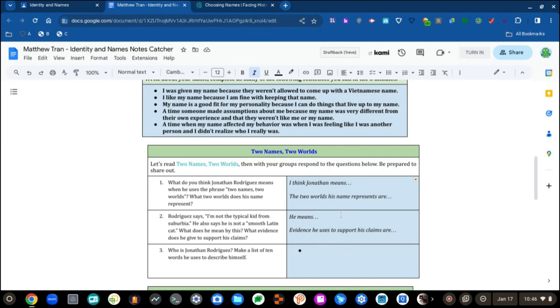I like my name because it's slightly unique in spelling, but it's not. I can't hear you, kiddo. You gotta talk louder. I like my name because it's slightly unique in spelling, but it's not uncommon. Okay, it's slightly unique, but it's not crazy uncommon. Okay, fair enough.